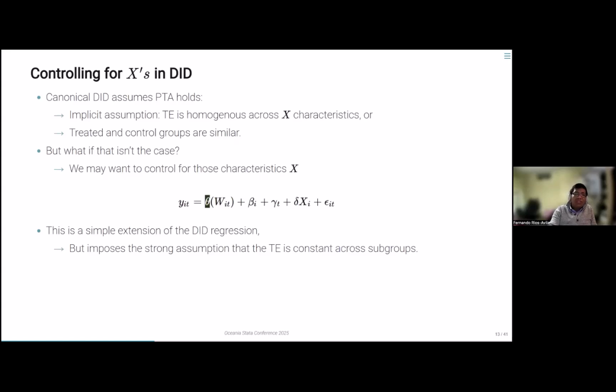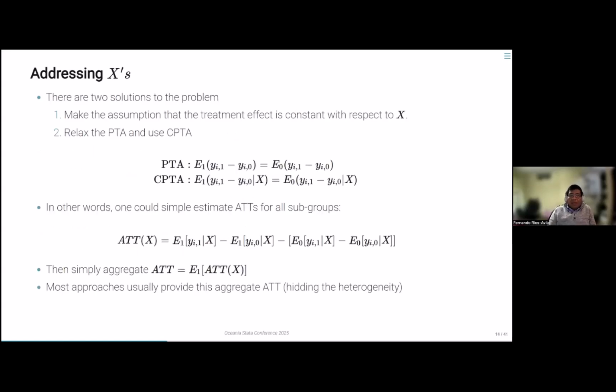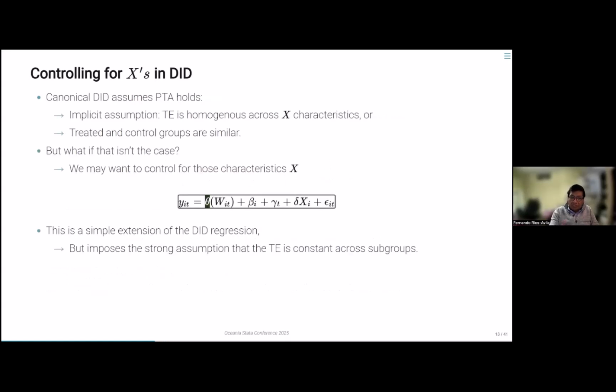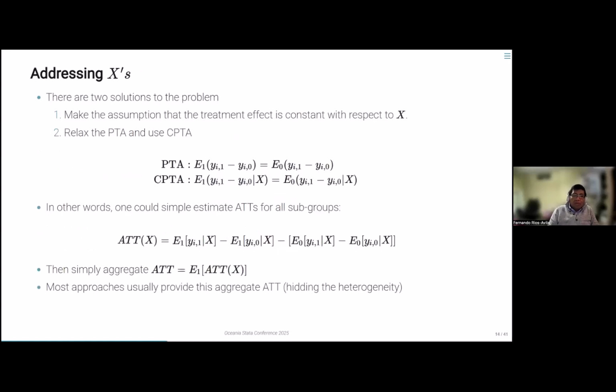So what is the alternative approach? Well, there are a few solutions. One option is just to, again, by assumption, assume the treatment effect is constant across characteristics. Therefore, just use the specification that I have here, and you're done. But the other one is to move from the parallel trends assumption to the conditional parallel trends assumption.